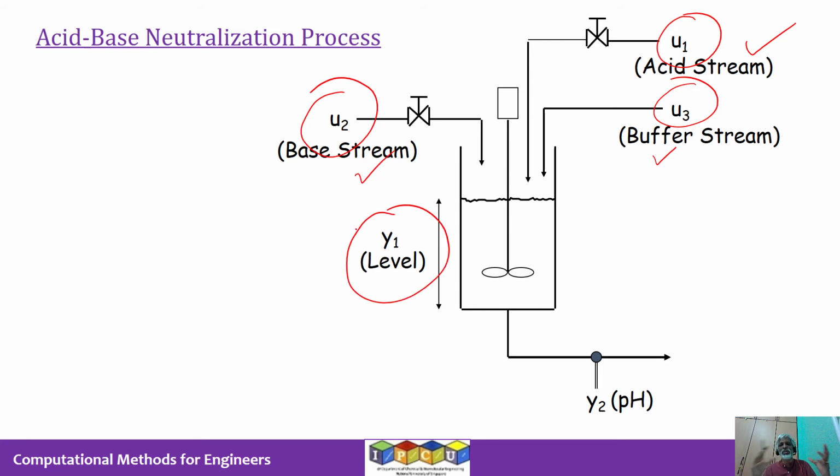So there is a level control that needs to be done, right? We do not want this tank to overflow, or we do not want it to drain out completely. So there is a certain amount of inventory you want to maintain in this tank. So the level control is important. One variable that we take care of is the output variable, level. The other variable that is of more interest is the pH of the stream that goes out.